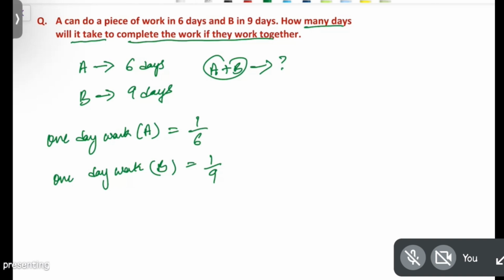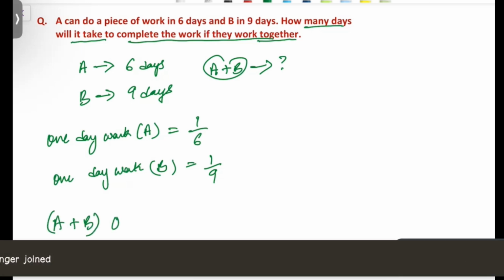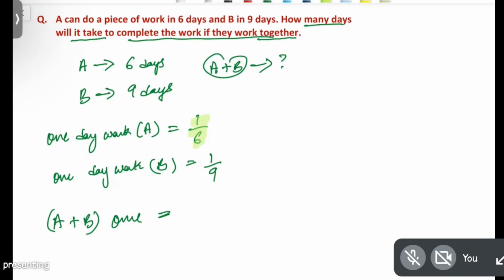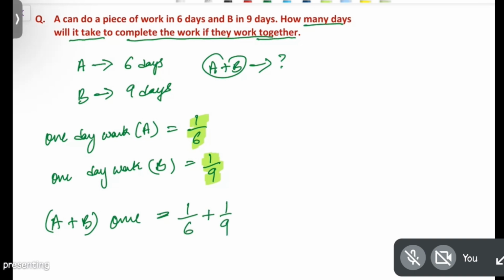We are asked to find if both of them work together. That means if A and B work together, then in 1 day A can do 1 by 6 work, and in 1 day B can do 1 by 9 work. So in 1 day, if A and B work together, they can finish 1 by 6 plus 1 by 9. So how much can they finish working together?